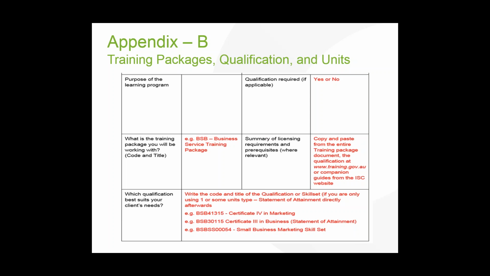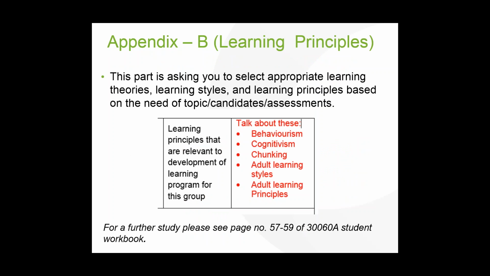So, qualification required: yes and no, training package, summary of licensing copied and pasted, and qualification code and title. Now there is another very important aspect of Appendix B, learning principle. This part is asking you to select appropriate learning theories, learning styles, and learning principles based on the need of the topic, candidates, and assessment. I would say there are different learning theories, learning styles, and principles.